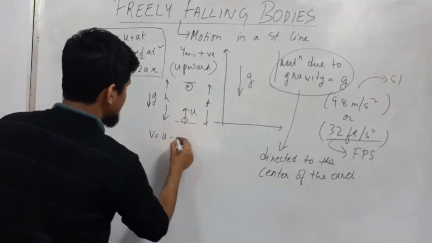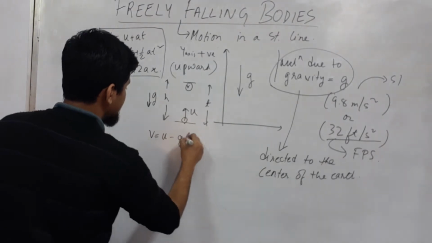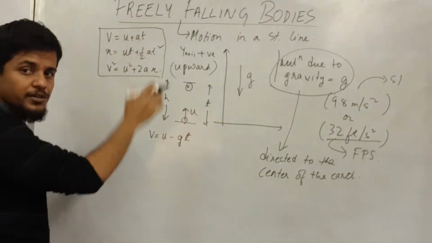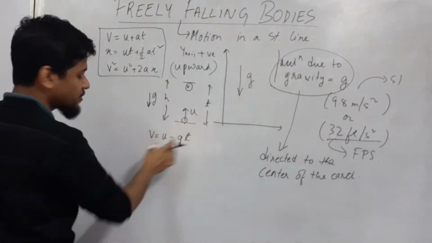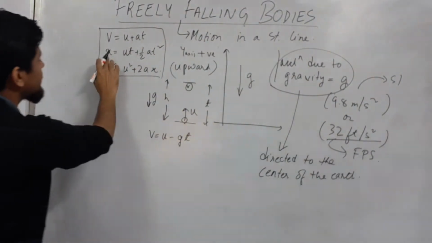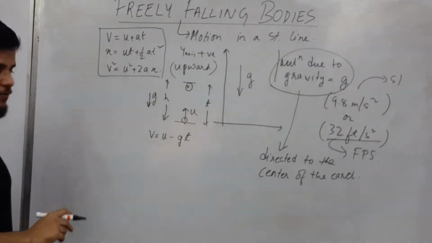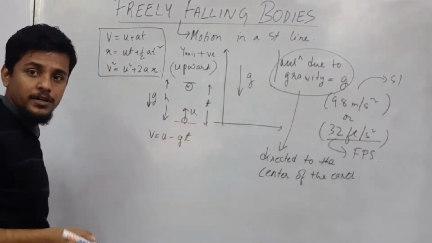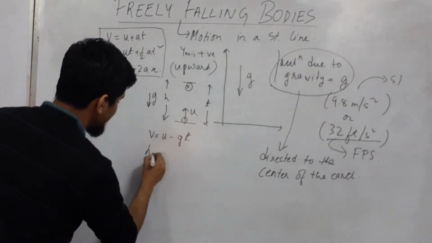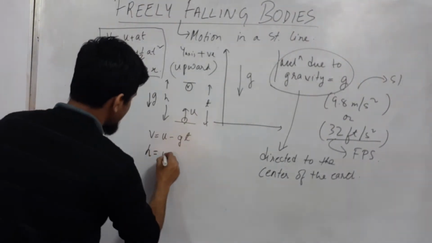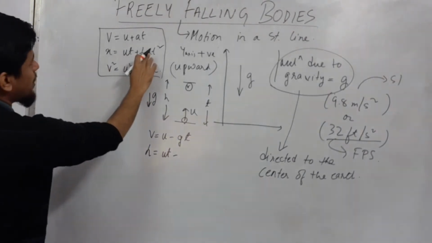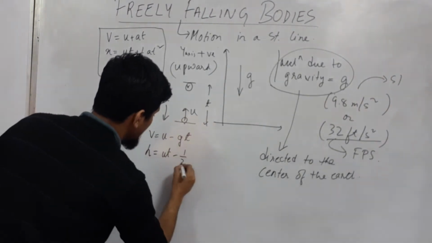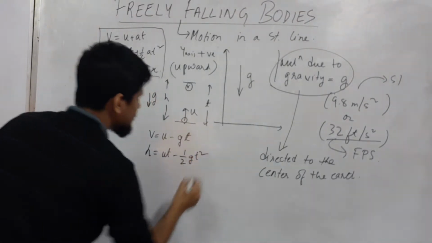So this will be v is equal to u minus gt, or in other words the velocity will decrease as the body goes upwards. This is the first equation of motion for a freely falling body. The second equation is x is equal to ut plus half of at square. Here the x is replaced by h, where h is the height, and this is equal to ut, and half of a will be replaced by minus g, so this will be equal to ut minus half of gt square.